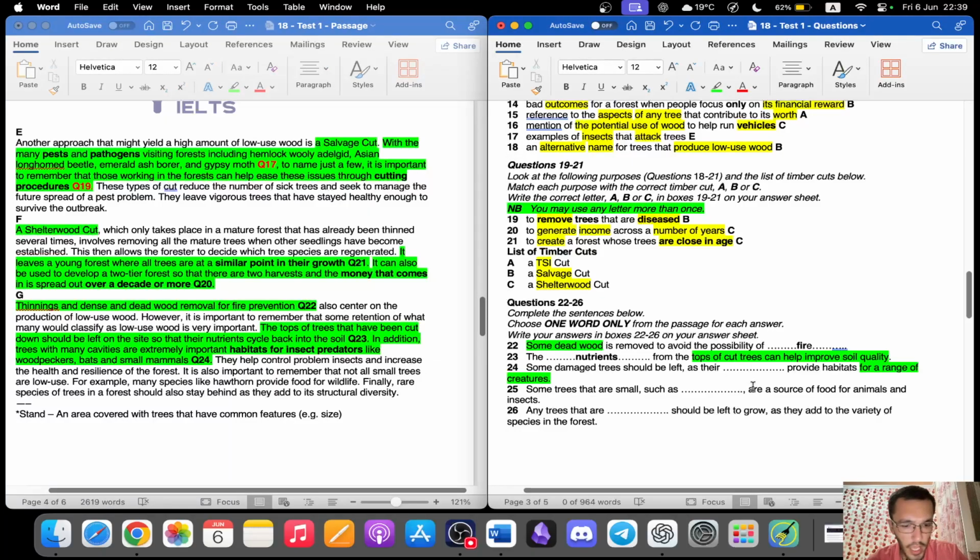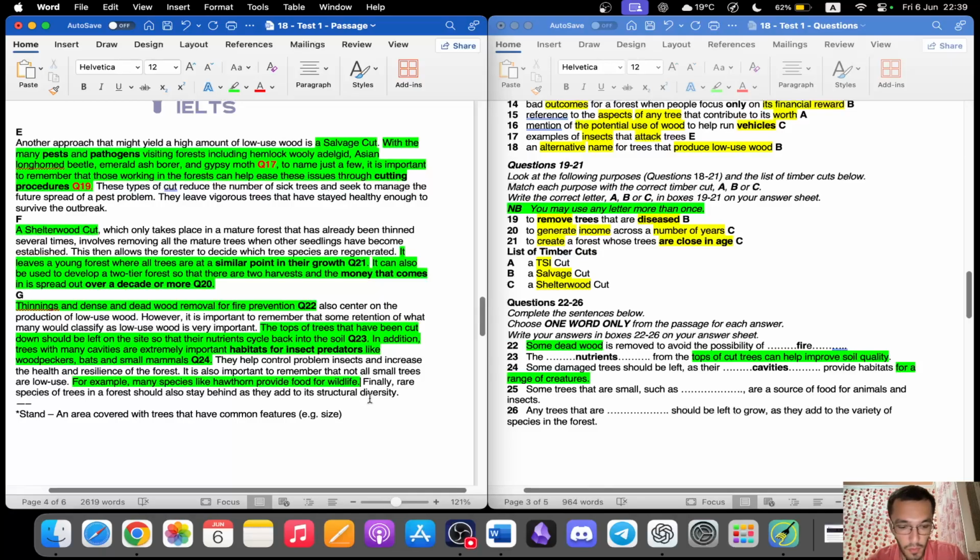So their cavities, right? Some trees that are small are a source of food for animals and insects. They help control problem insects and increase the health and resilience of the forest. It is also important to remember that not all small trees are low use. For example, many species like hawthorn provide food for wildlife.